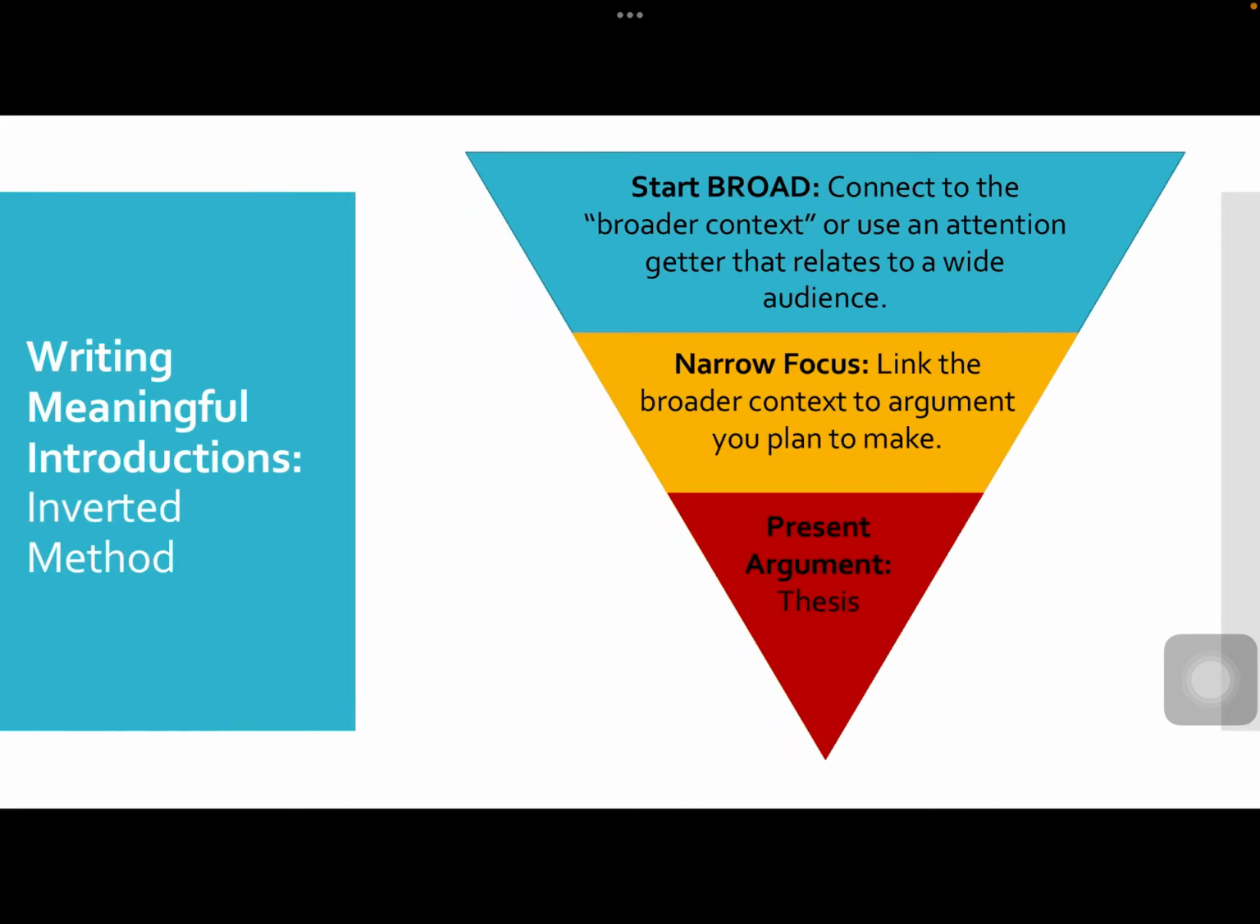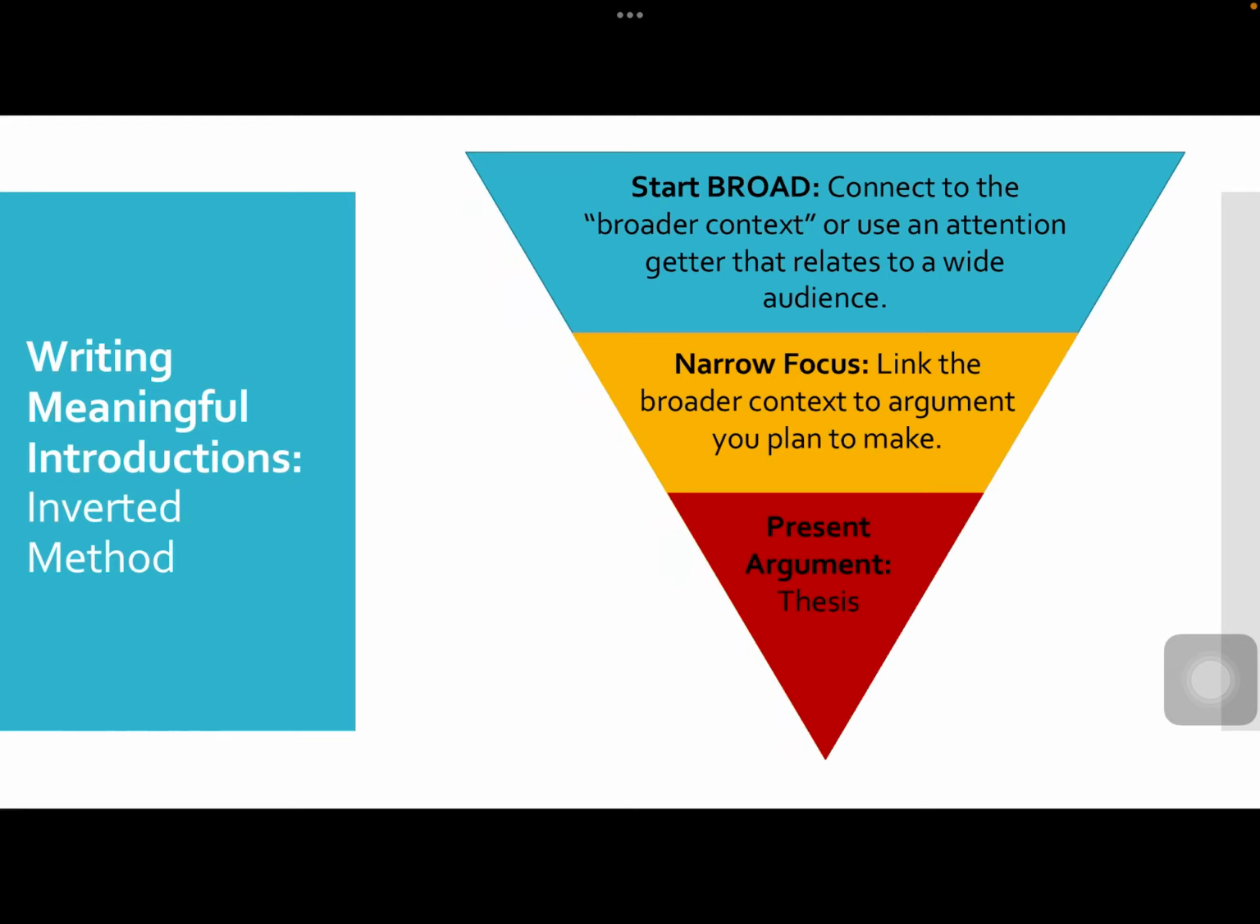All right, let's talk about how you create a meaningful introduction. The diagram I have on the right is what I call the inverted method. Some people also refer to it as the inverted pyramid, but it's a tried and true way of creating introductions that orient your reader, set up the context, and engage them in the argument you're going to make.